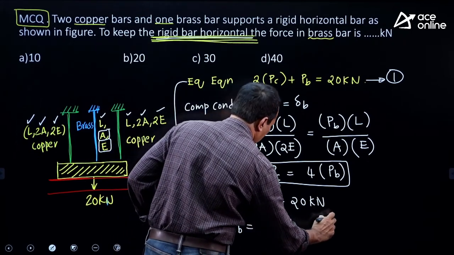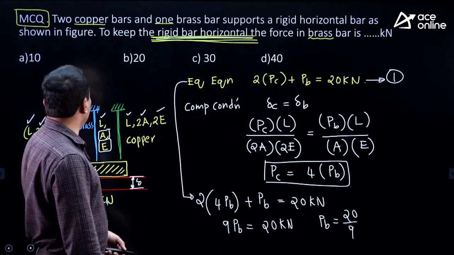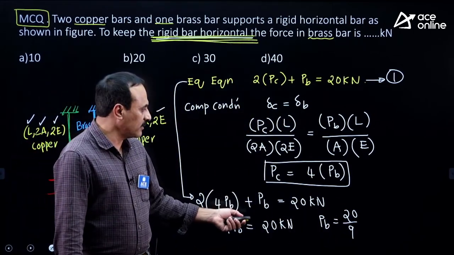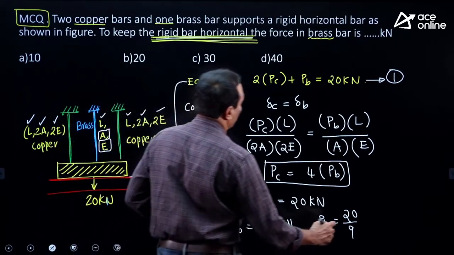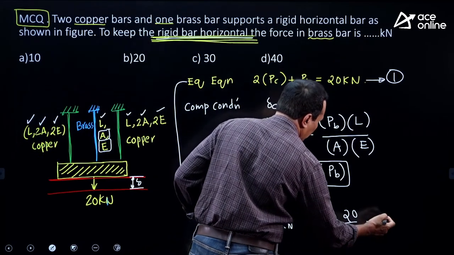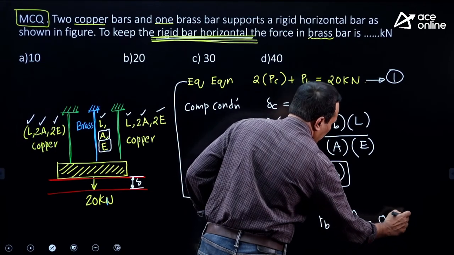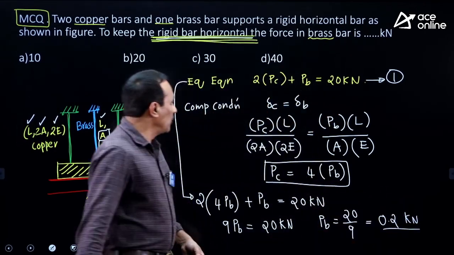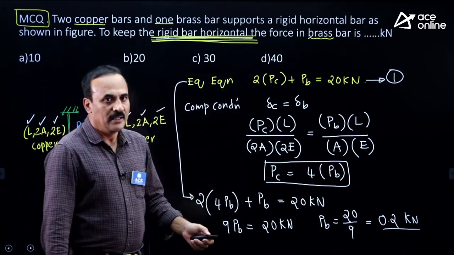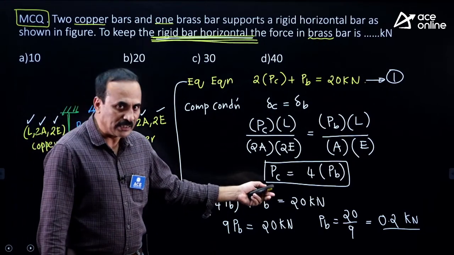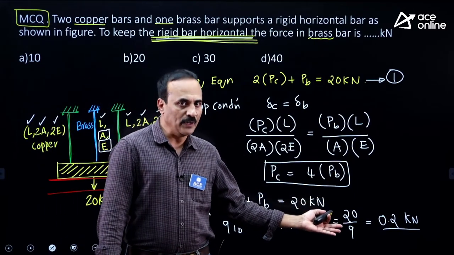Load taken by brass will be 20 by 9. Almost 20 by 9 means if you take that round to 10, it is 0.2. Slightly more than 0.2 kilonewton. If you look at the options, this is 10 kilonewton, 20, 30, 40. Sometimes there may be a chance of such misleading of the answers. In such a case, you can't do anything.